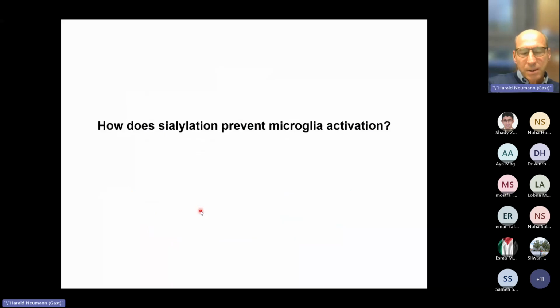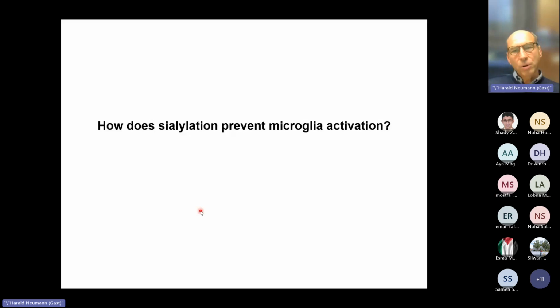So this means that we have elucidated one mechanism: sialylation prevents complement activation, particularly the polysialic acid. So now we come to the second thing we observed. We observed that the microglia are phagocytosing away the neurons which have no sialic acid on the surface. And we also know that the microglia are activated if there is no sialic acid on the surface. So the question is, how does sialylation prevent microglial activation?